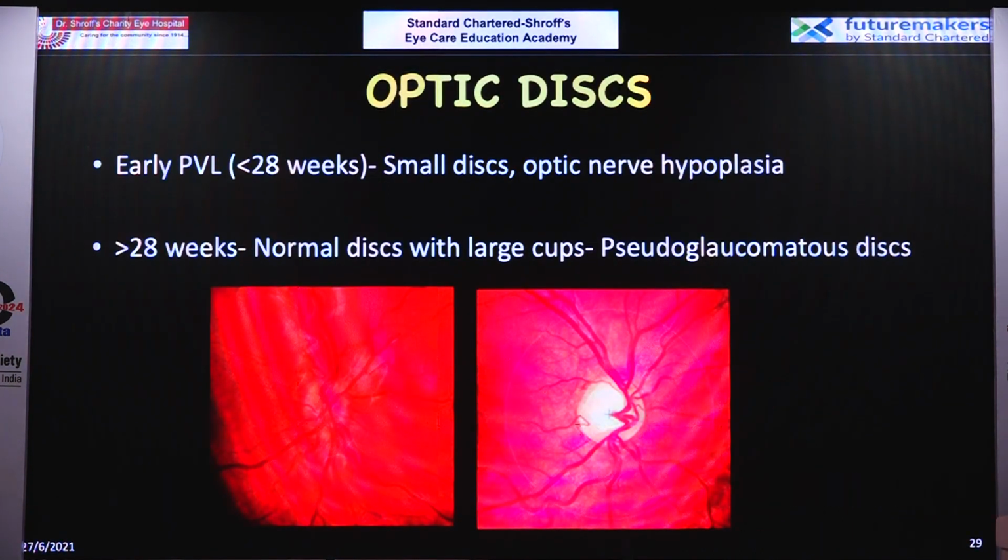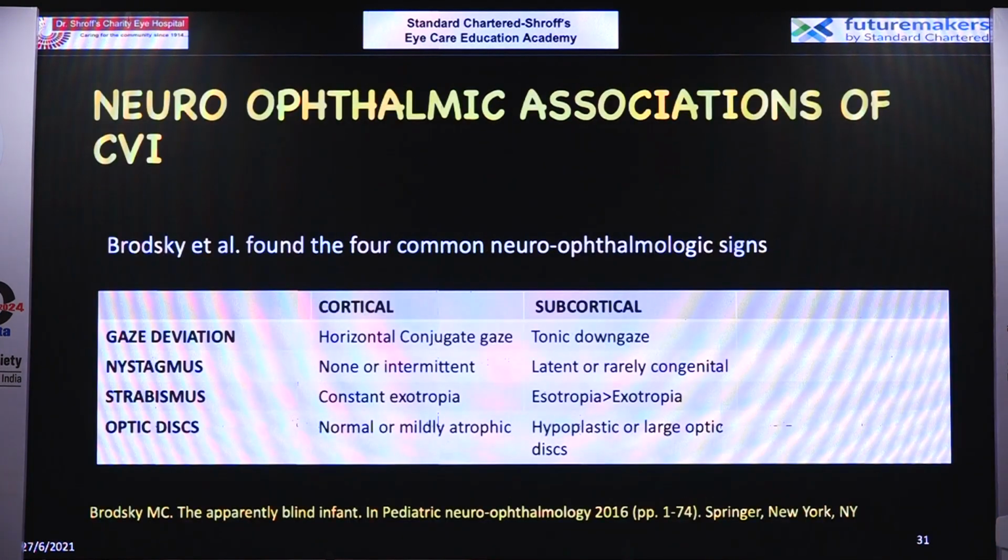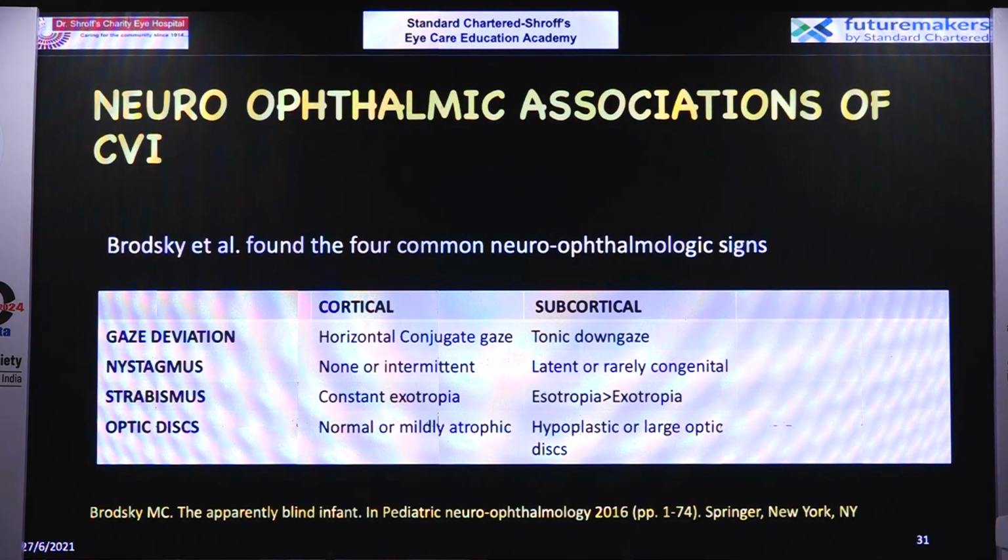Neuro-ophthalmologically, when we evaluate the fundus, children who are born at less than 28 weeks have smaller discs with nerve hypoplasia. However, those born after 28 weeks would have pseudoglaucomatous discs. If there is a subcortical lesion, the children would prefer tonic downgaze, and nystagmus may or may not be present. Most commonly, esotropia and large discs are seen.